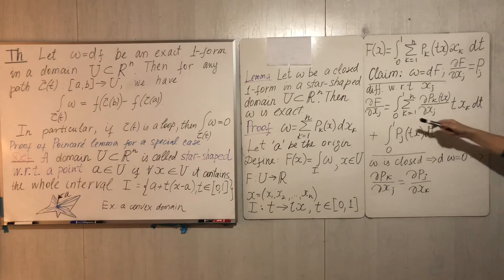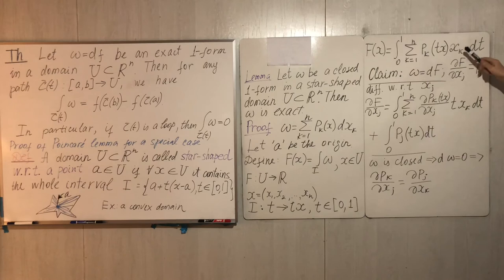And here we use the chain rule, since we have a product. When we differentiate this term, we use the chain rule. We differentiate with respect to xj, and then we will get t. And this will give us this term. And then we differentiate this one, but it will give us zero every time except for the case when k and j are equal. So in this case we will get this term. So we have these two terms.